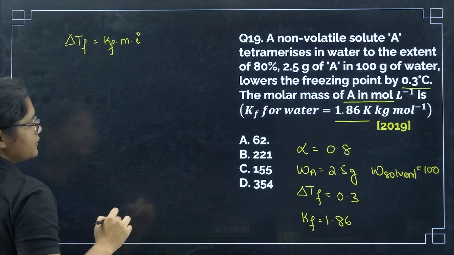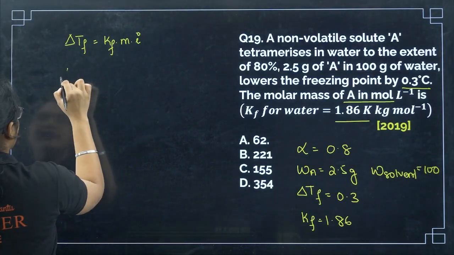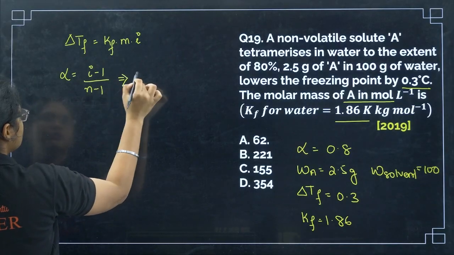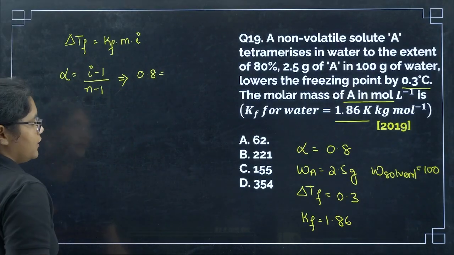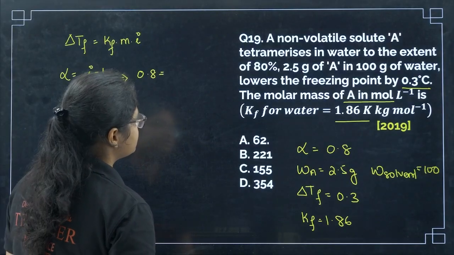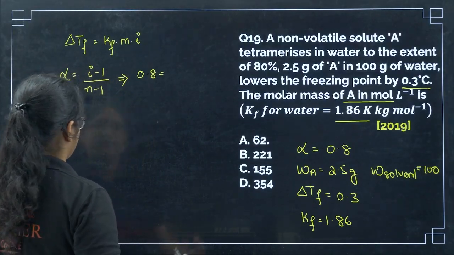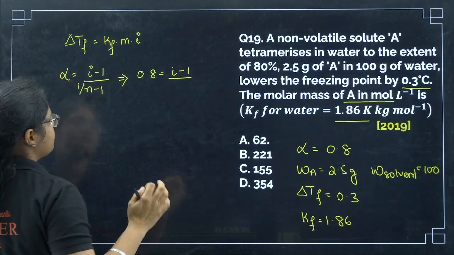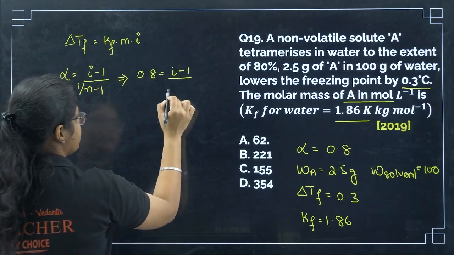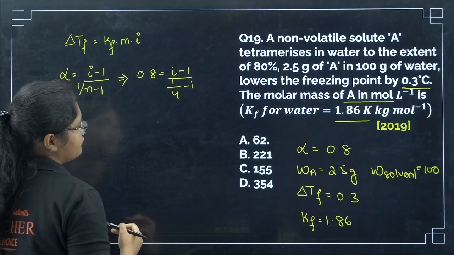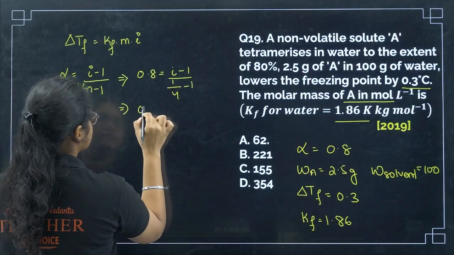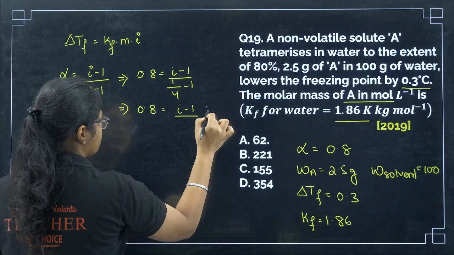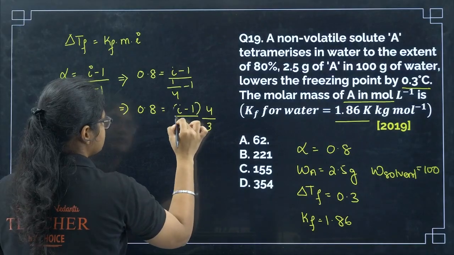Okay, first, let's calculate the i value. So I have alpha is equal to i minus 1 by n minus 1, which is equal to 0.8. The i value I have to find out. Sorry, n minus 1. So it tetramerizes, so this is 1 by n. Whenever there is association, it is 1 by n minus 1. So tetramerizes means 1 by n, 1 by 4 minus 1. So I will get 0.8 is equal to i minus 1 by minus 3 by 4. So 4 goes up here, 3 remains here, and this minus is there.